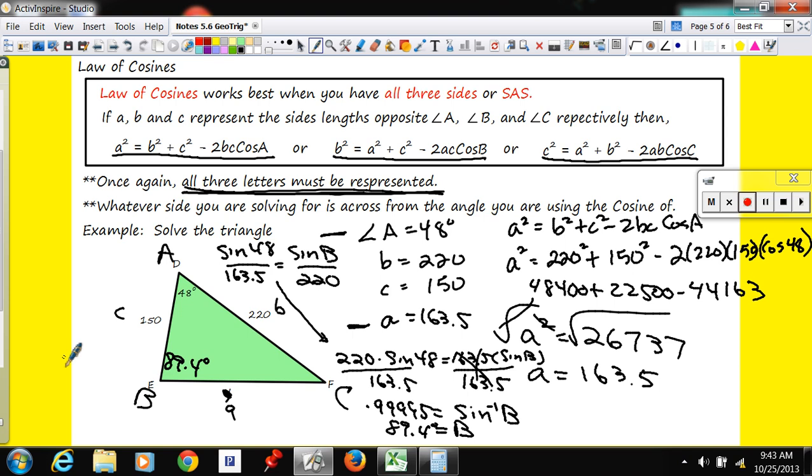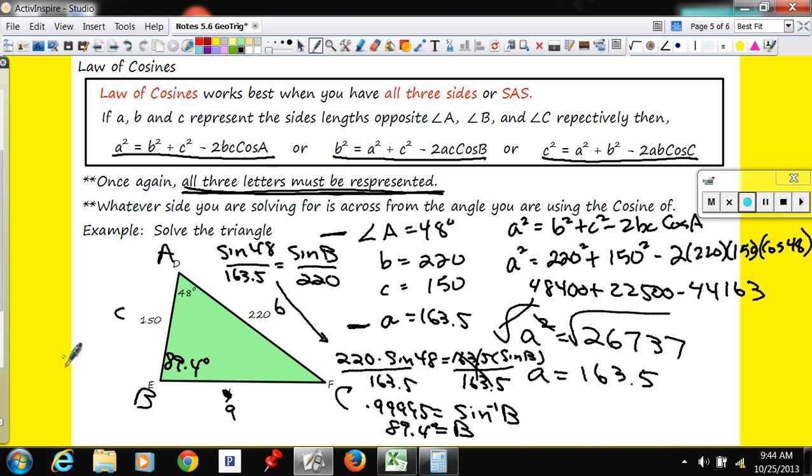Now I've got 2 angles. How can I find the third angle in a triangle? You've got 2 of the angles already. You've got a 48 degree angle. You've got an 89.4 degree angle. How do I find the last angle? What do we know they all add up to? 180. So just add them and subtract it from 180.